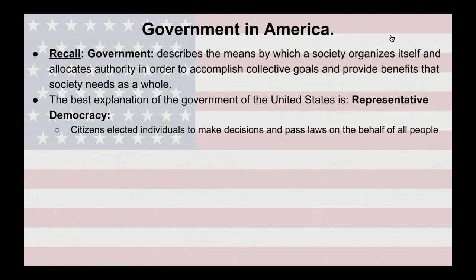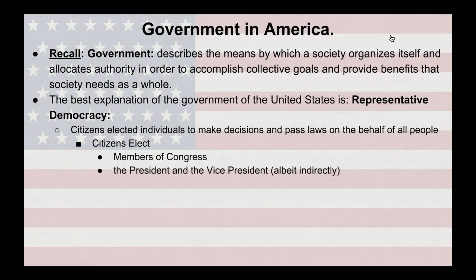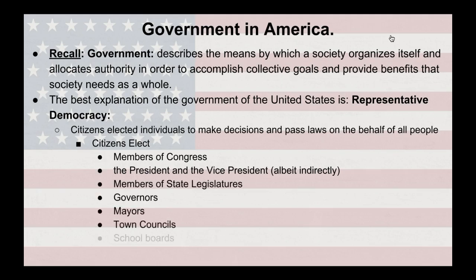And so as citizens who participate in the electoral process, we elect a ton of different people. We elect members of Congress, we elect the president and the vice president, albeit indirectly. We elect members of state legislatures, we elect governors and mayors, and we elect town councils and school boards. And this is all very important. All of these people play a role in how our life and a lot of the times our financial situation plays out. And the closer it gets to you, the more impact it's probably going to have.